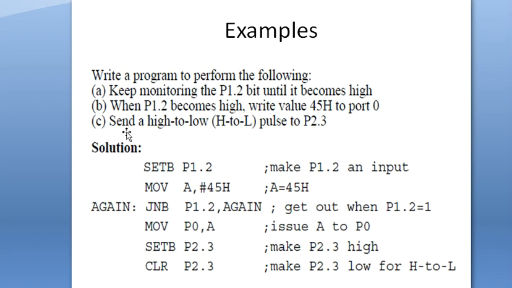Then the third condition is to send a high to low pulse to P2.3. To make P2.3 high, we use the instruction SETB, and to make P2.3 zero, we use the instruction CLR. So SETB and CLR are the two instructions used to set and clear the bits of port P2.3. Next we are going to see the next example.